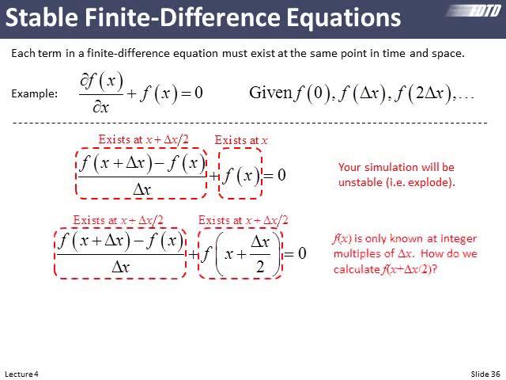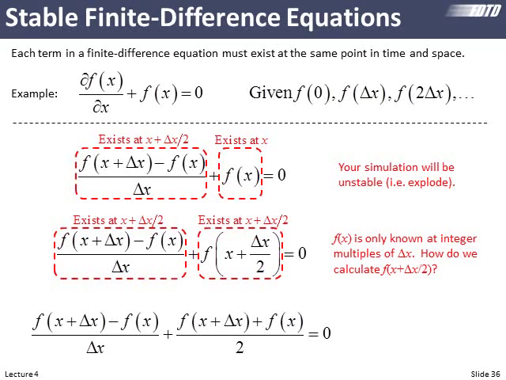Well, let's take an average. Here we have our first finite difference, and it exists at the midpoint between x and x plus delta x. Now we're taking an average of f of x and f of x plus delta x. We're adding instead of subtracting and dividing by 2 to calculate an average. So this term now is essentially interpolating f at the midpoint, just like it is up here. This is a valid finite difference equation. So that one will work for us.